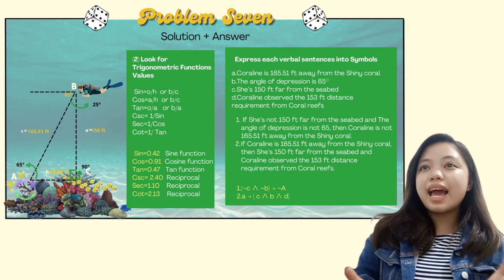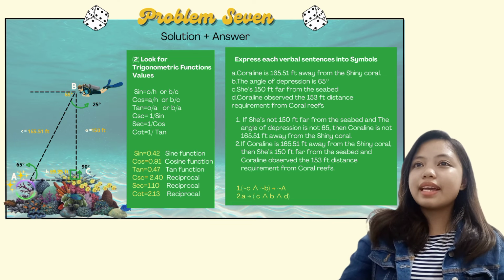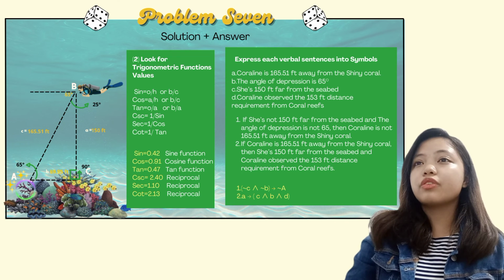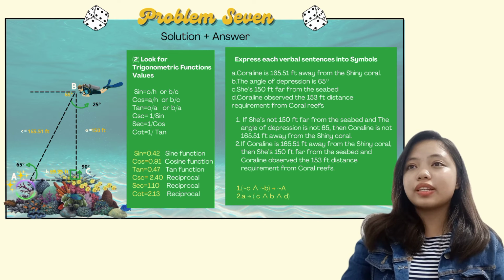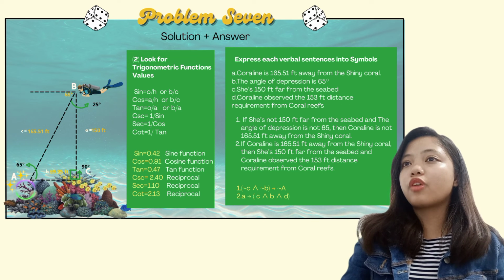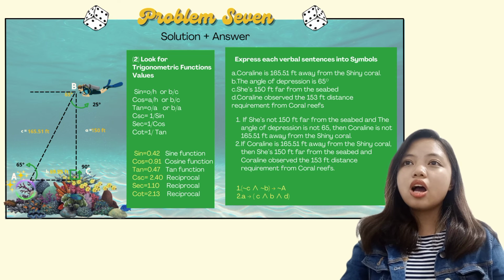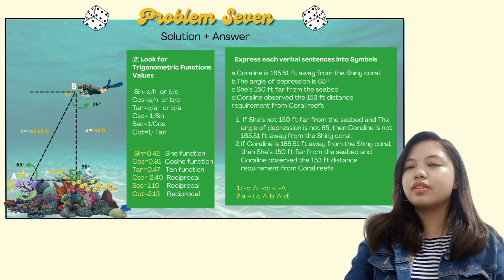And for number 3, express each verbal sentence into symbols. For letter A, Caroline is 165.51 feet away from the shiny coral. For letter B, the angle of depression is 65 degrees. For letter C, she's 150 feet far from the seabed. And for letter D, Caroline observed the 153 feet distance requirement from coral reefs.